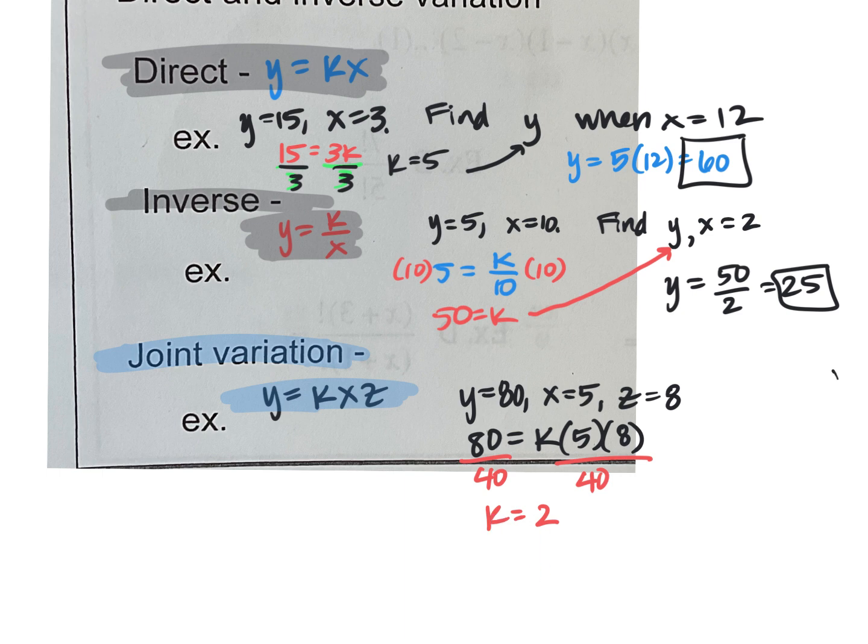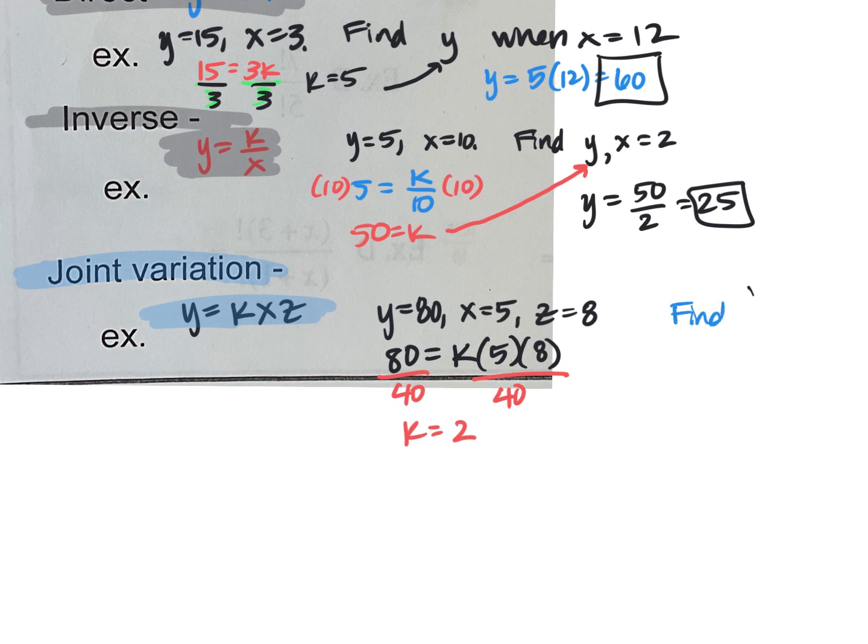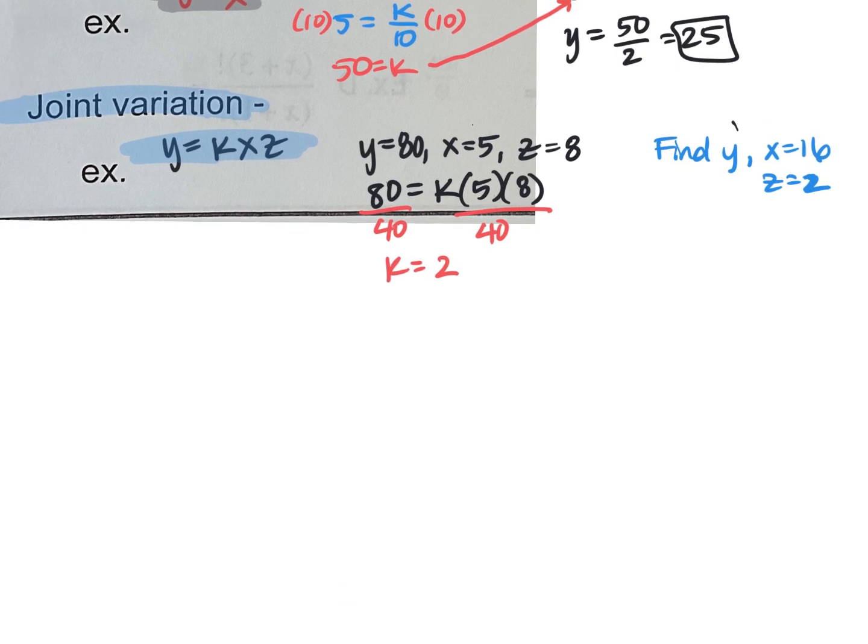Okay, so knowing this info, I'm going to give us a little bit more. It's going to say find y. So the last part is find y when given x is 16 and z is 2. I'm going to go back to that formula. Find y. So y is, what's my k? 2. Good, because we found it back there. My k is 2. My x, 16. My z, 2. Multiply them together.